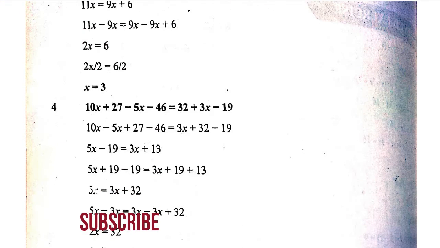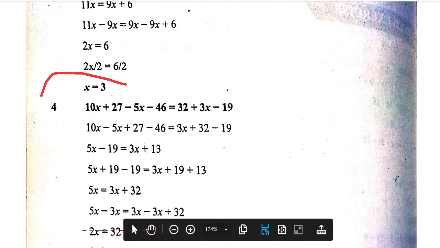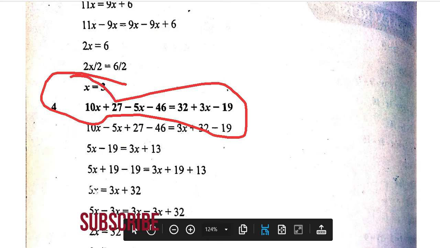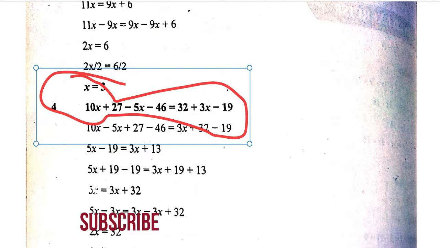We have to take the x variable on the left side or right side, meaning we have to separate the variable.